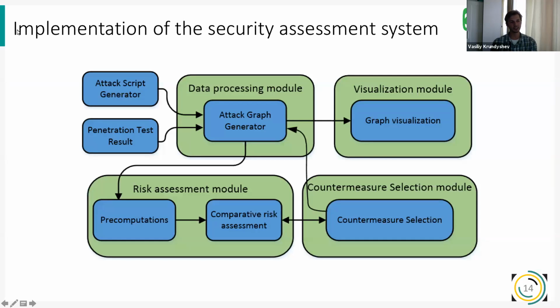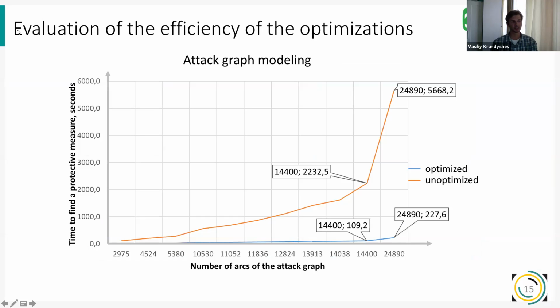The functionality of the system is supported by 4 main modules: data processing module, risk assessment module, countermeasure selection module, and visualization module. The experiments were carried out on the generated attack graphs of various sizes for 2 implementations of the developed techniques: naive, that is not taking into account optimization based on dividing the initial attack graph into 2 types of subgraph, and full, including optimization. Experiments have shown that the introduced computation optimization measures are really effective.